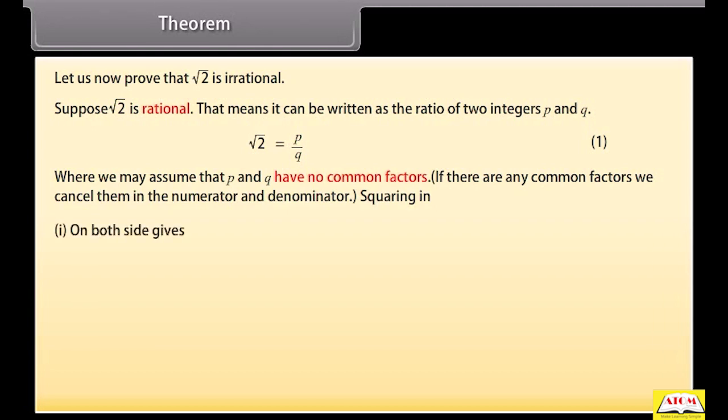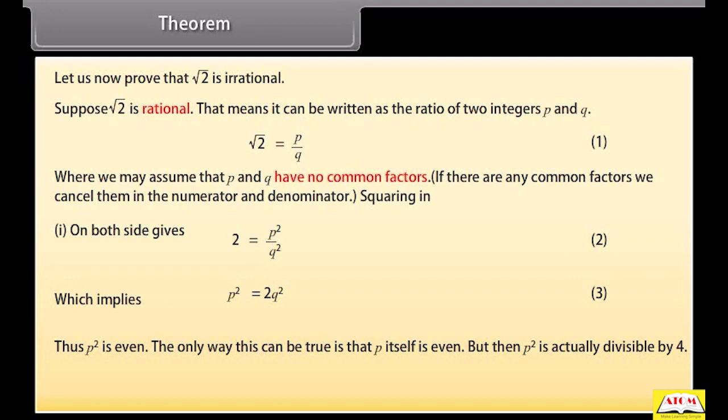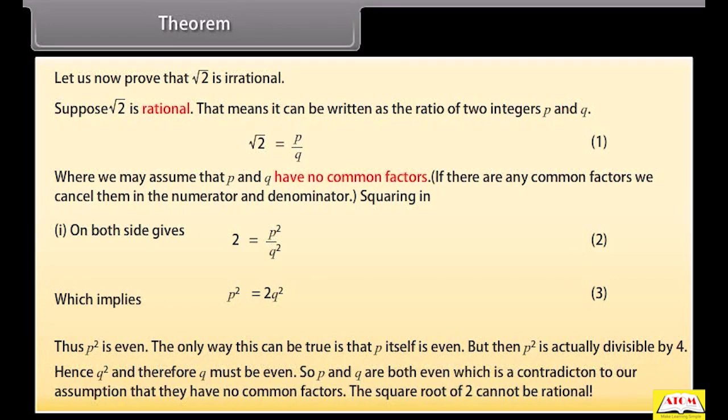Squaring both sides of 1 gives 2 is equal to p square upon q square, equation 2, which implies p square is equal to 2q square, equation 3. Thus, p square is even. The only way this can be true is that p itself is even. But then p square is divisible by 4, hence q square, and therefore q, must be even. So p and q are both even, which is a contradiction to our assumption that they have no common factors. The square root of 2 cannot be rational.